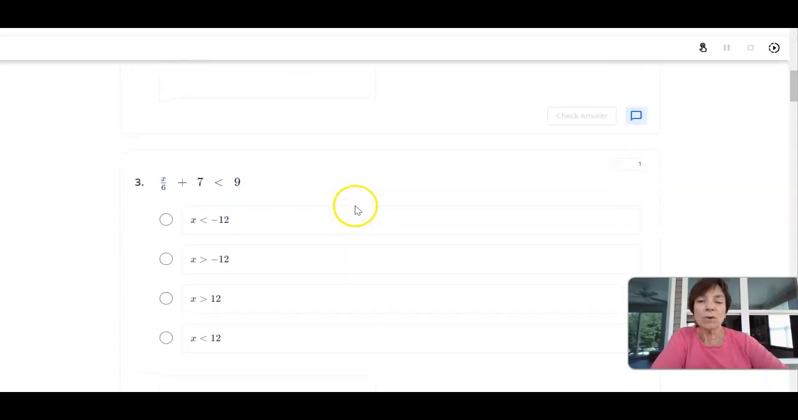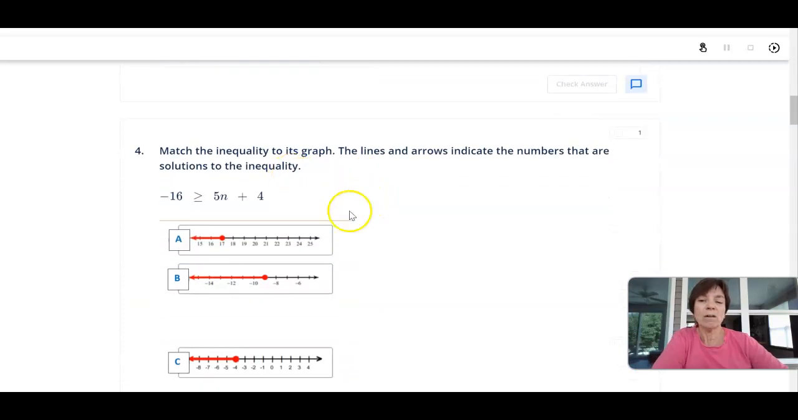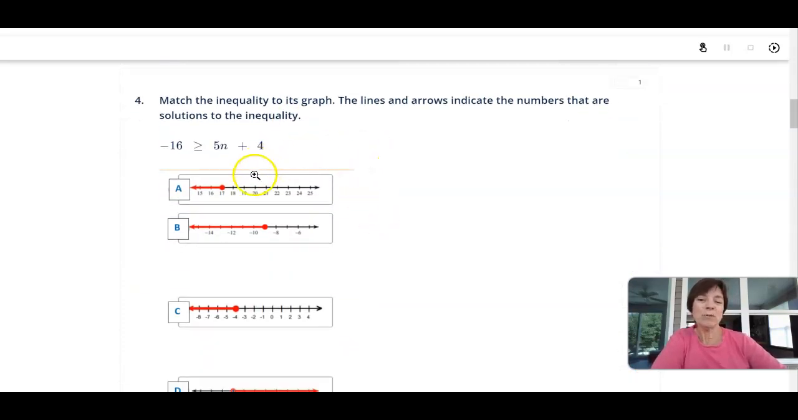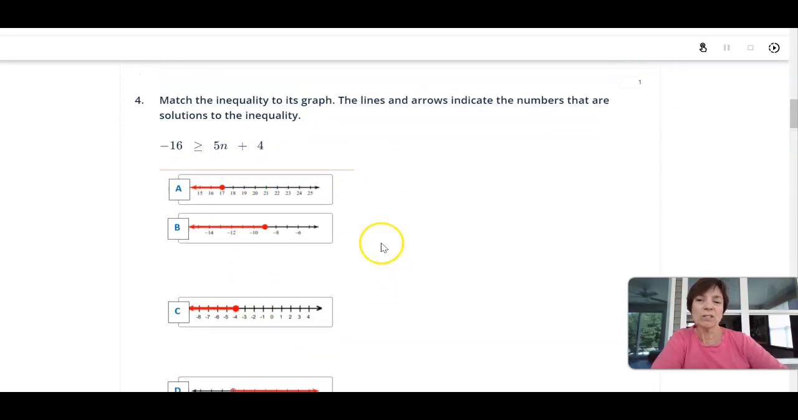The first few are solve your inequalities, and then you get to 4 through the rest of them really. You're solving the inequality and then you're picking the graph that shows a graph of the solution. So you'll go ahead and solve this just like you did in the first few, and then once you've got your inequality, so your n is greater than or equal to whatever you think your answer is, you're going to choose the graph that goes with that.